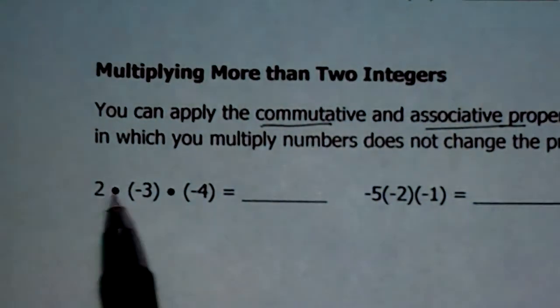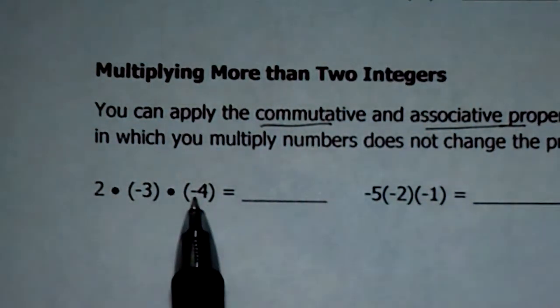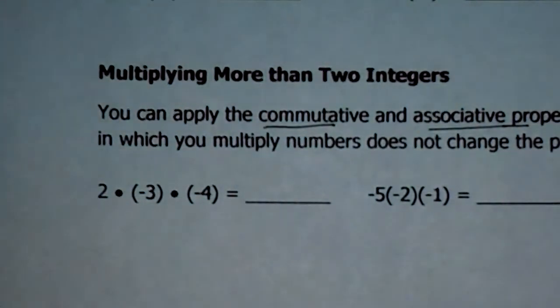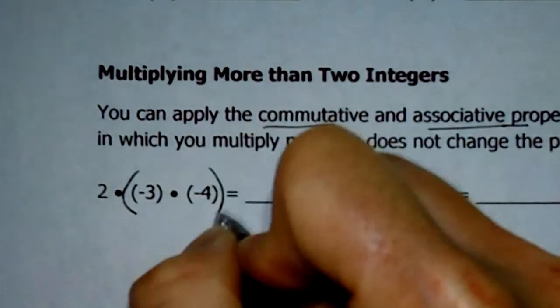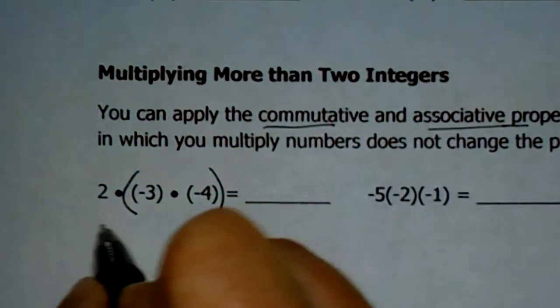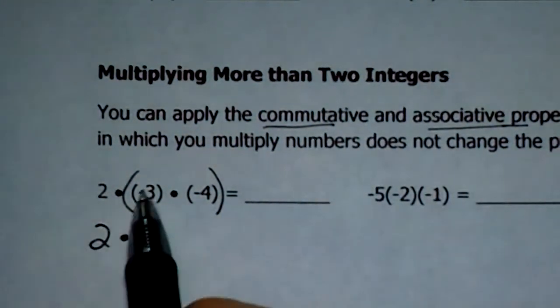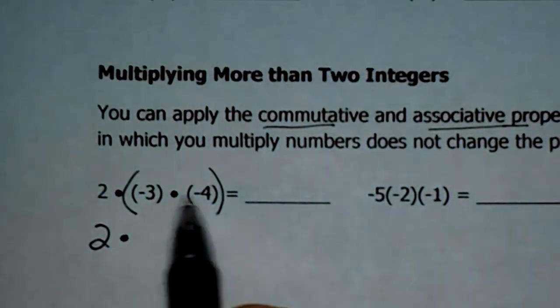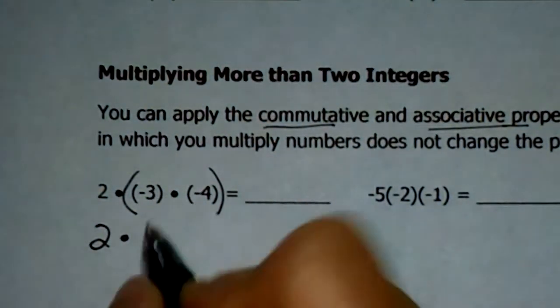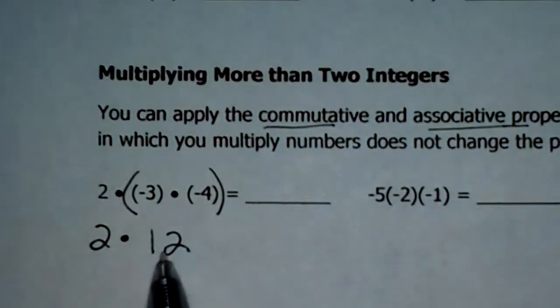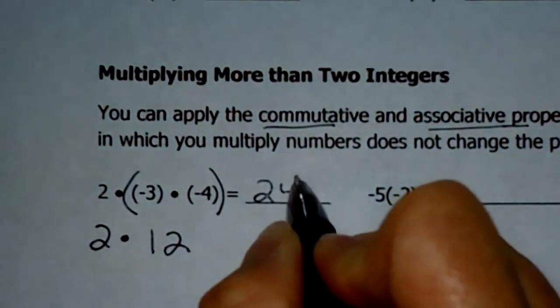I want to multiply 2 by -3 by -4. With this one, I would use the associative property personally, and I would group -3 with -4 first. So that means I'm going to take 2 times the result of that. A negative times a negative is a positive, and 3 times 4 is 12. So I'm left with 2 times 12, which is 24.